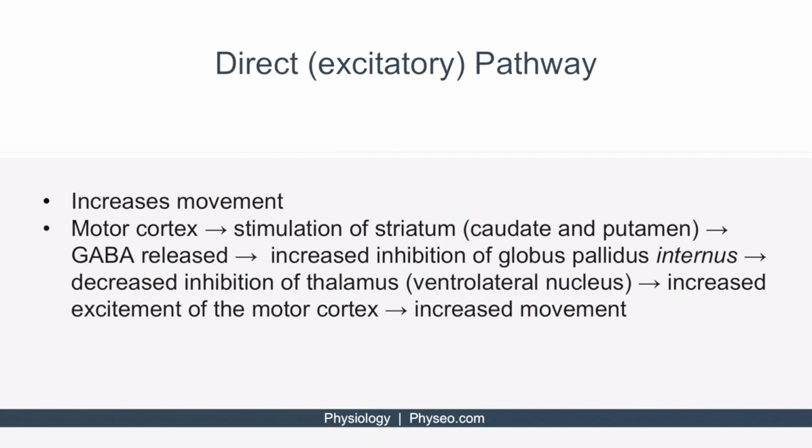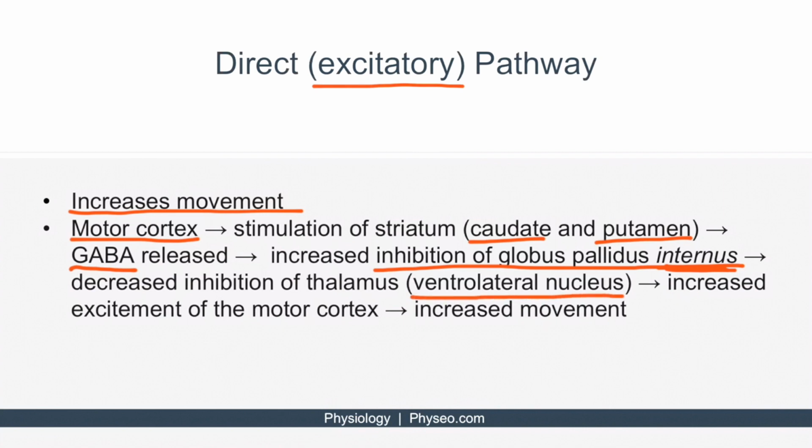So the direct pathway is the excitatory pathway, which means it increases movement. And the pathway starts in the motor cortex, which then stimulates the striatum, specifically the caudate and the putamen, at which point the neurotransmitter GABA is released, and then we'll see inhibition of the globus pallidus internus, which causes decreased inhibition of the thalamus, specifically acting on the ventrolateral nucleus. Decreased inhibition causes increased excitement of the motor cortex, which leads to increased movement. So let's draw this out.